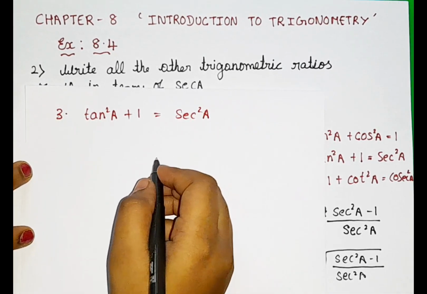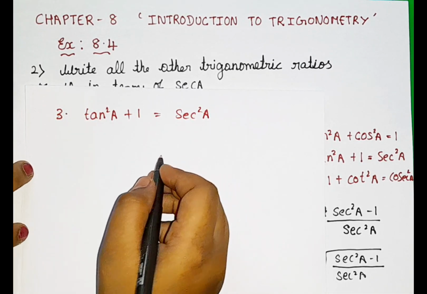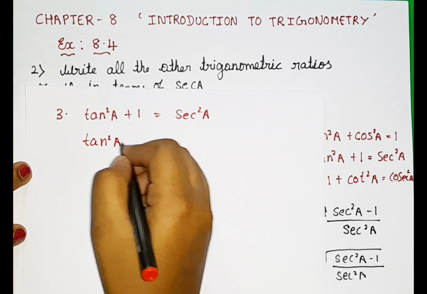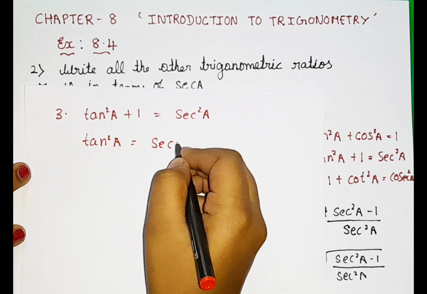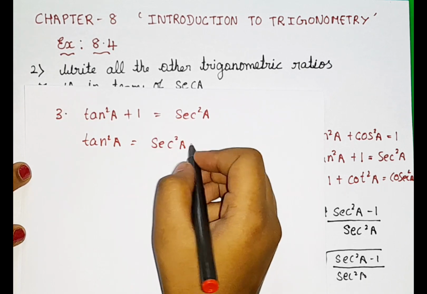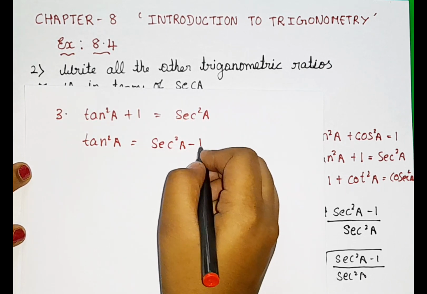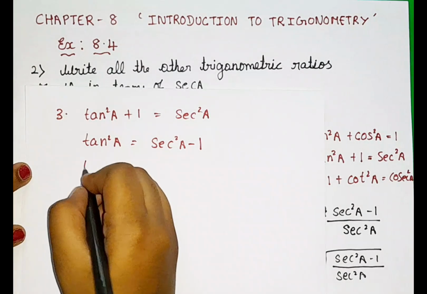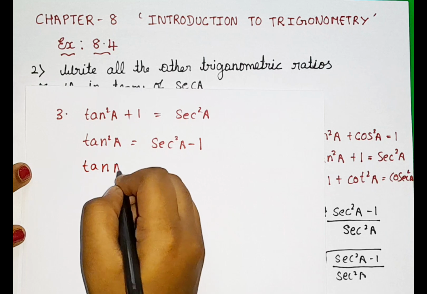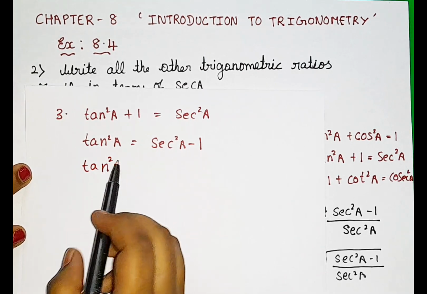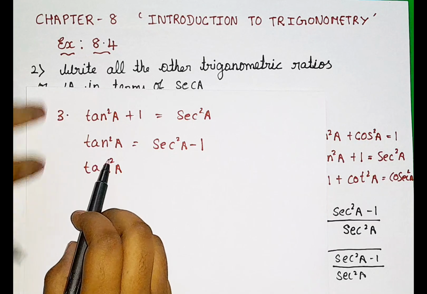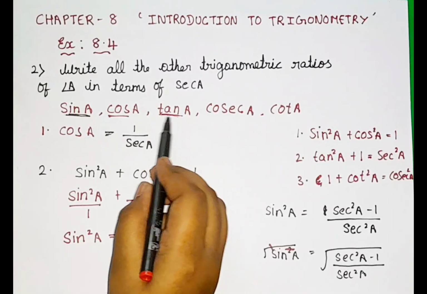Perfect. Now here I am going to write tan square A as it is, equal to secant square A. When plus 1 comes to this side, it changes into minus 1. So now we can write tan A. Here I do not want the value for tan square A, I want the value for tan A.